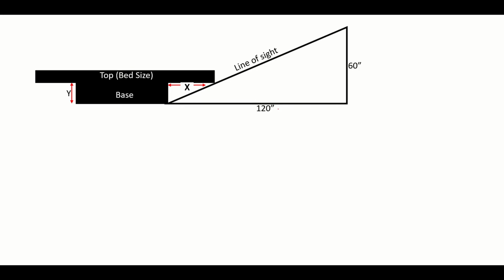So we need to know our overhang, which I have denoted here by x. That is how far inside of the outer perimeter of the bed the base needs to be, so we don't see it, so it does appear to be floating.